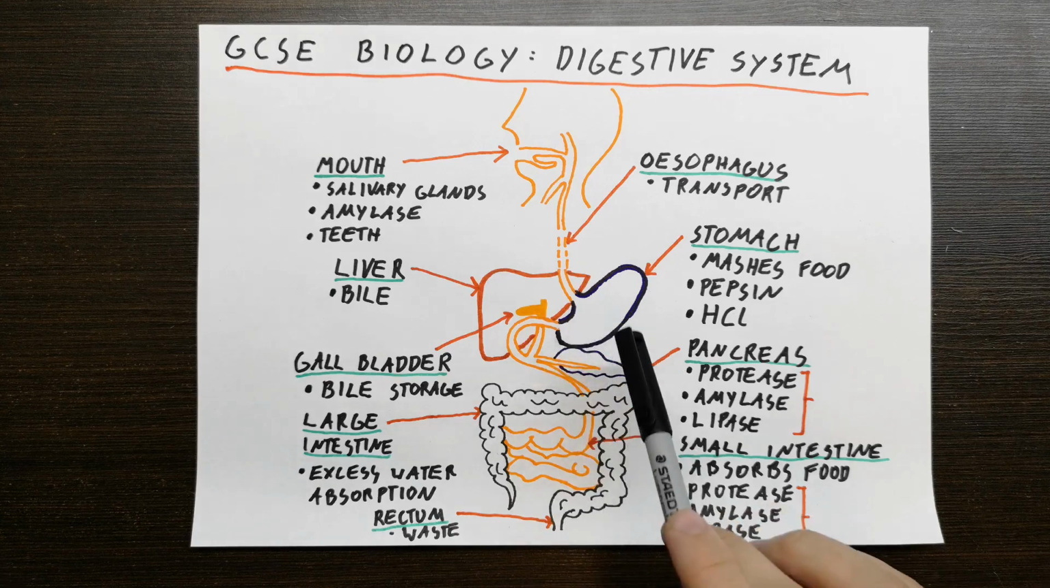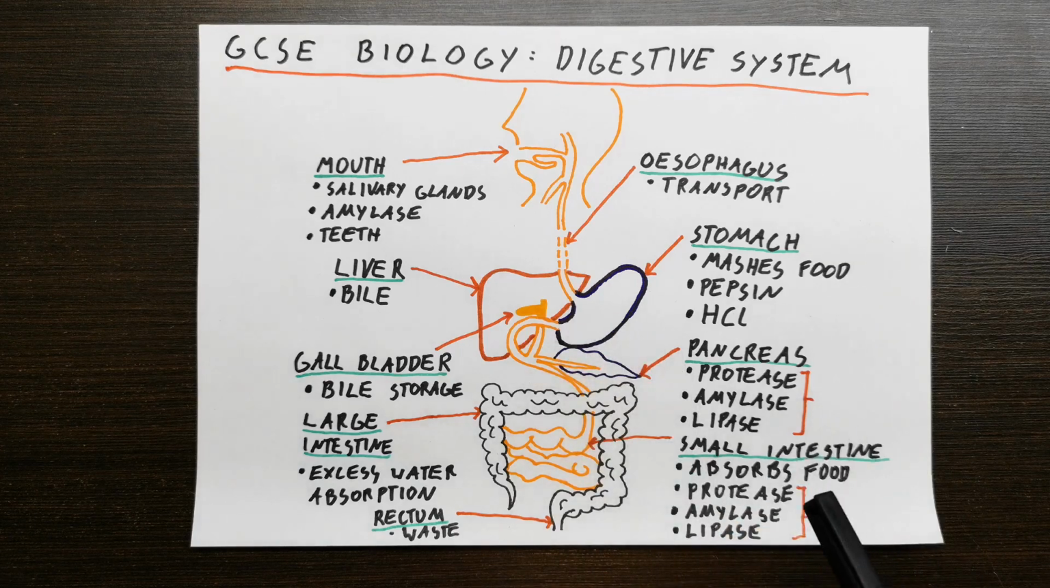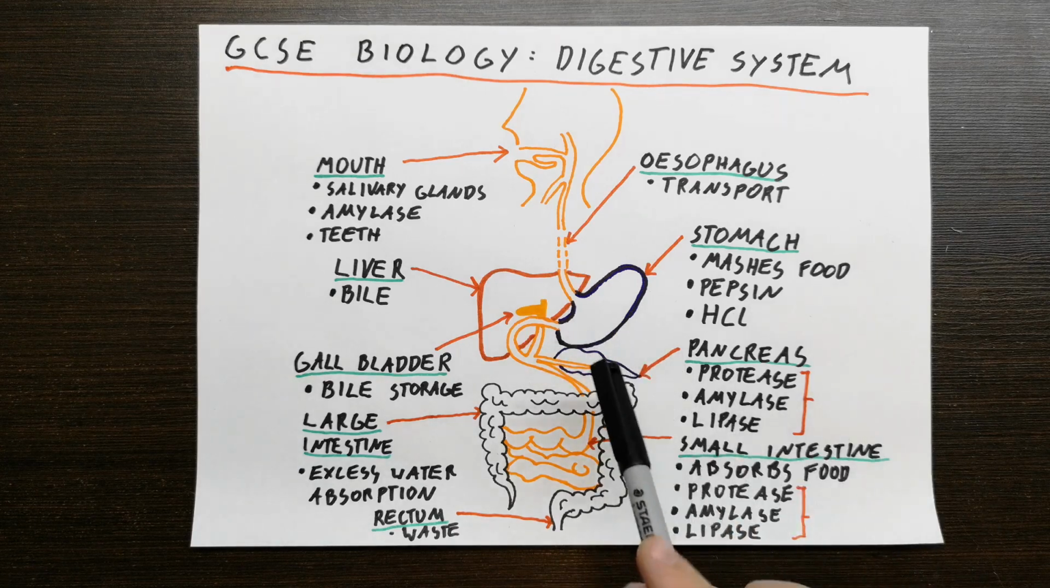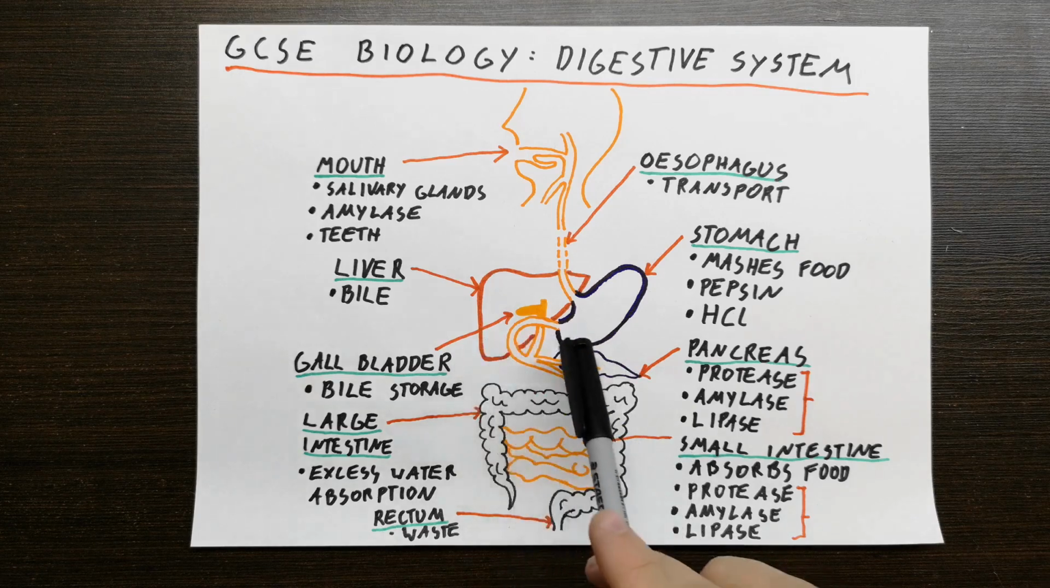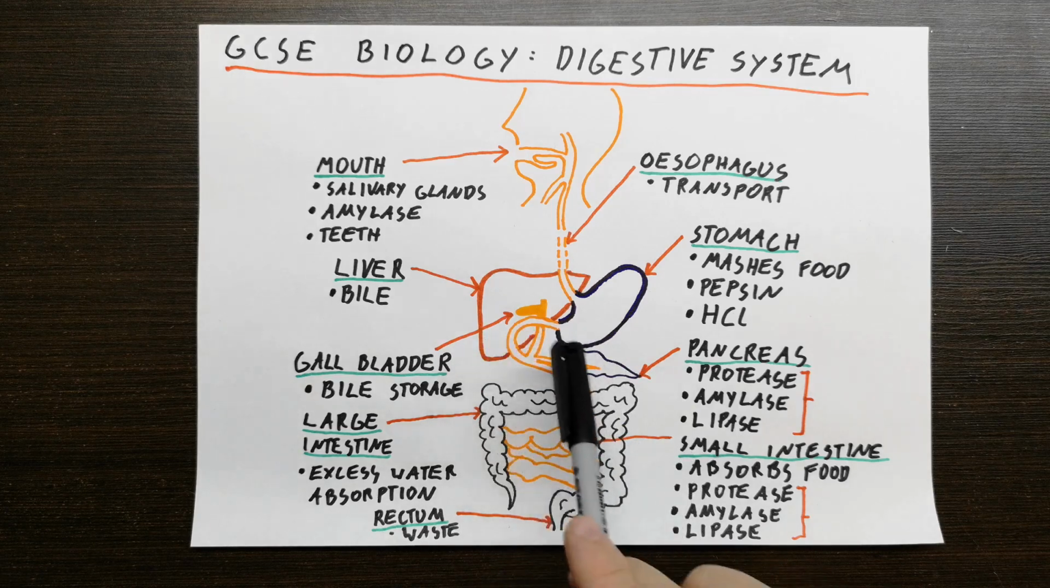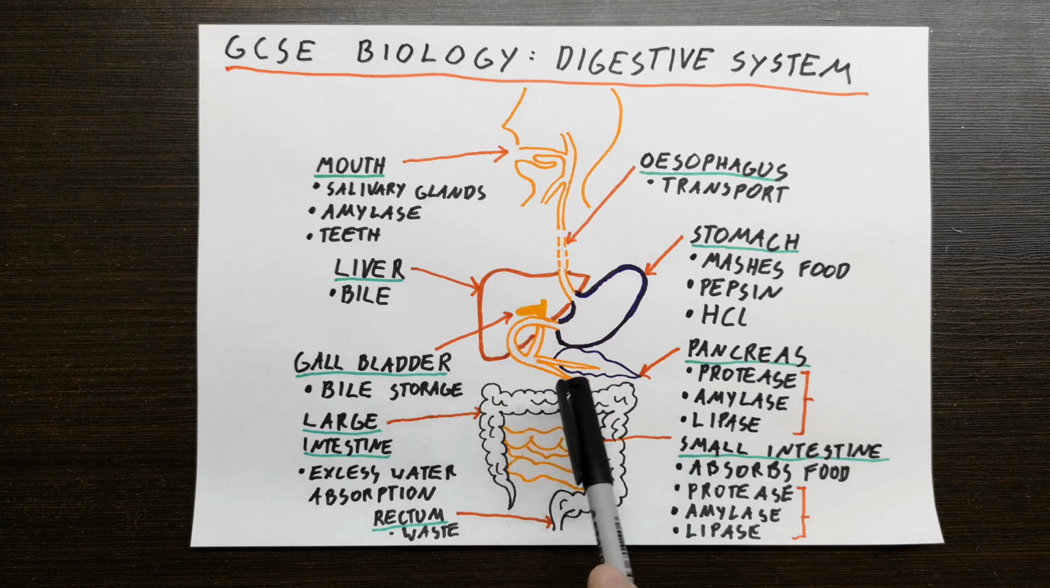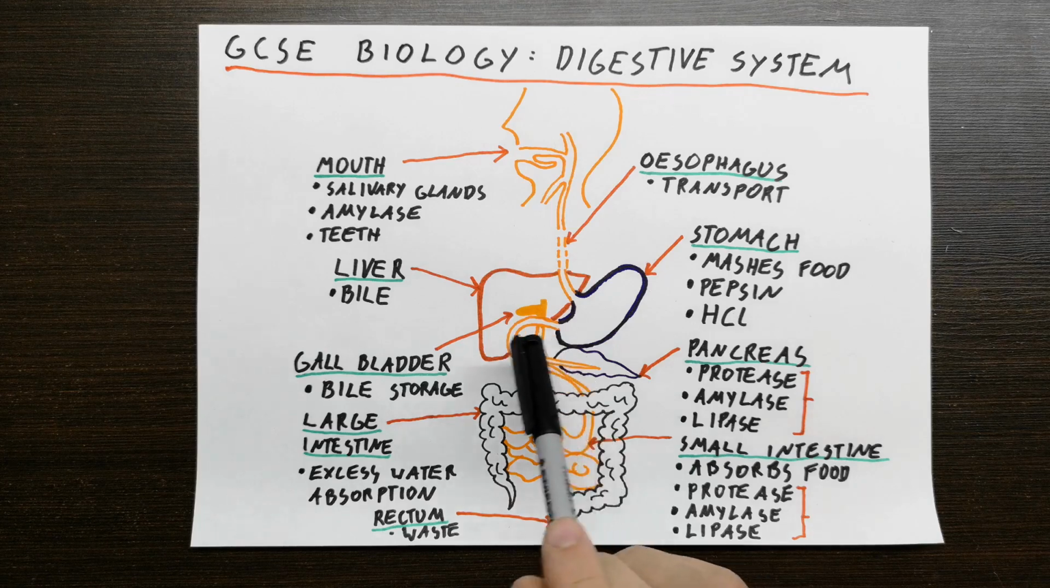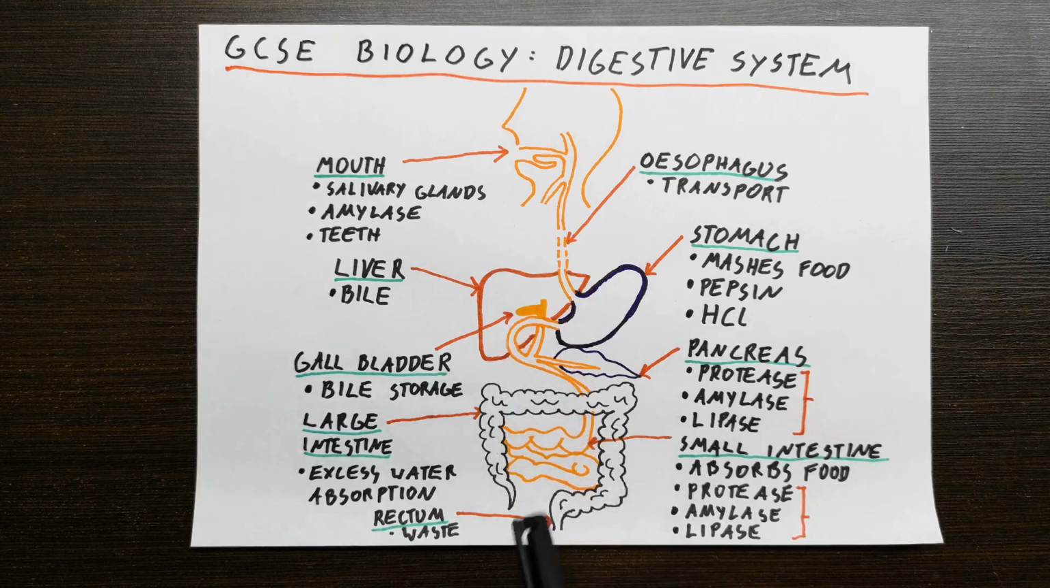So now we have this essentially mush that is pushed along further. So it enters sort of duodenum. This part is actually called duodenum when it leaves stomach, but it hasn't quite entered small intestine yet. So it goes through duodenum, and then it enters small intestine. Now, small intestine is the organ that absorbs food.